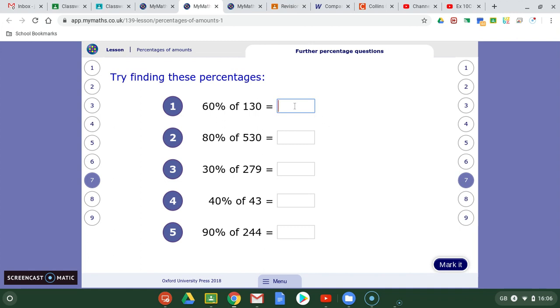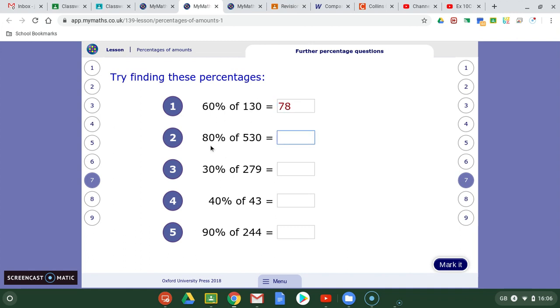So trying to find some more difficult percentages. Now, for some of these, you might need to write some things down with pencil or paper or anything like that. But the idea is absolutely the same. So to find 60% of something, you could use 50% and 10% and add them together. So 50% of 130 is 65 and 10% is 13. So if you add 65 to 13, you get 78.